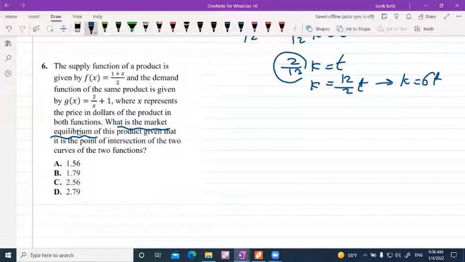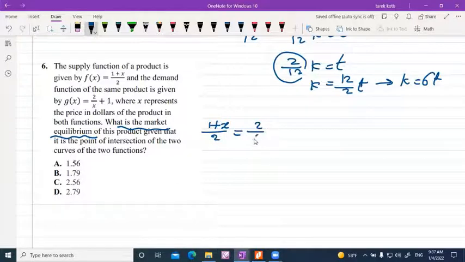Market equilibrium happens when the supply equals the demand of this product, given that this is the point of intersection of the two curves of the two functions. Means I want to get the point of intersection of these two curves. Means you have to equalize these two curves.